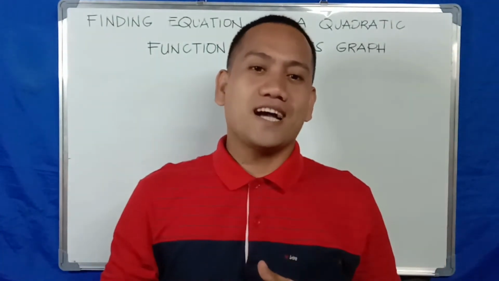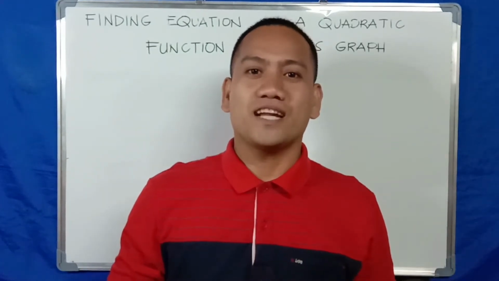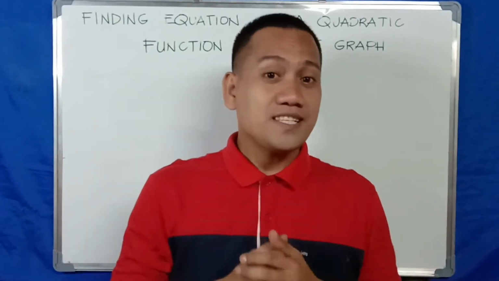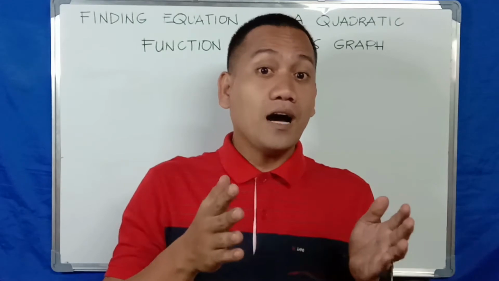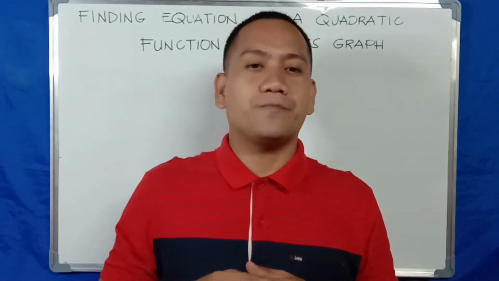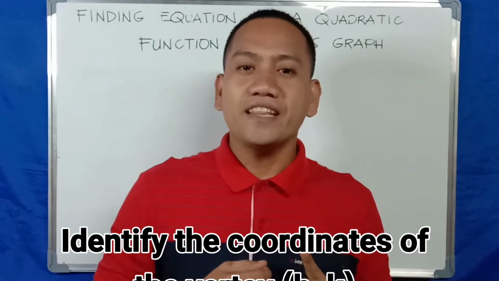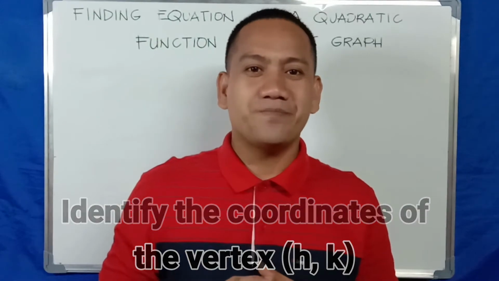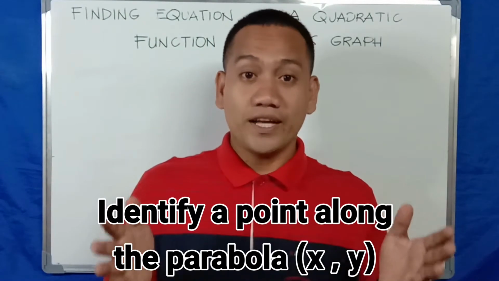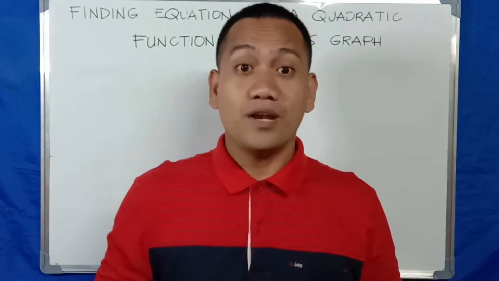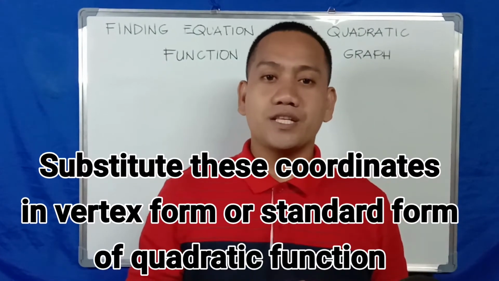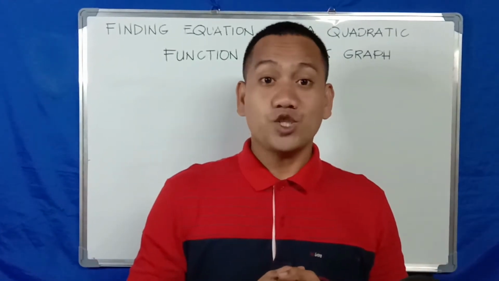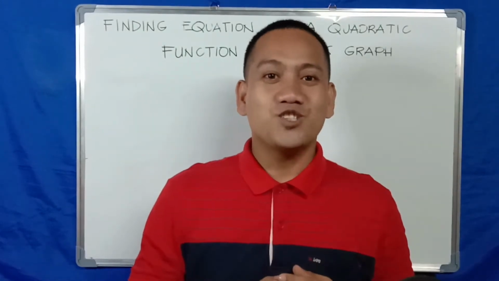And today, we will discuss how to find the equation of a quadratic function when the graph is given. Are you ready? But first, let's remember some significant ideas on how to determine the equations when the graph is given. First, make sure you can identify the coordinates of our vertex, which is represented by h and k. Second, identify also a point that is present along our parabola. Third, substitute these coordinates into our vertex form or standard form. So join me as we determine the equation of a quadratic function. Let's try to find out.